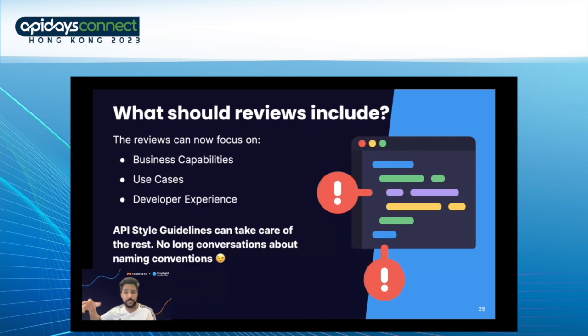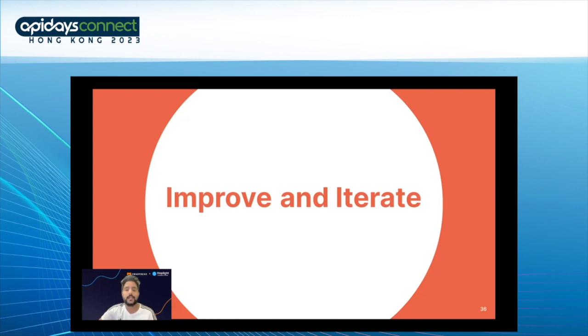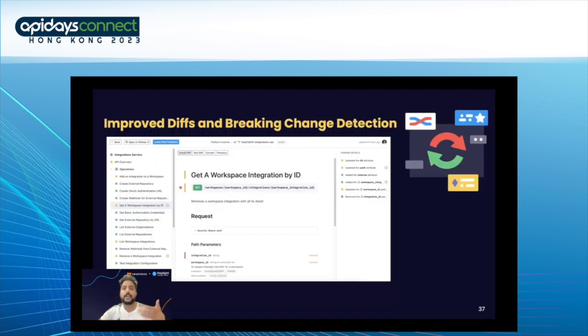So the review can then focus on business capabilities, use cases, what the developer experience looks like, is the documentation there, rather than things that we don't really need to worry about because they're enforced as part of the style guidelines themselves. Improve and iterate. Like we said, it's a step-by-step process. You can create a smaller set of rules, a small set of reusable components, and just improve, learn what works, and iterate over it.